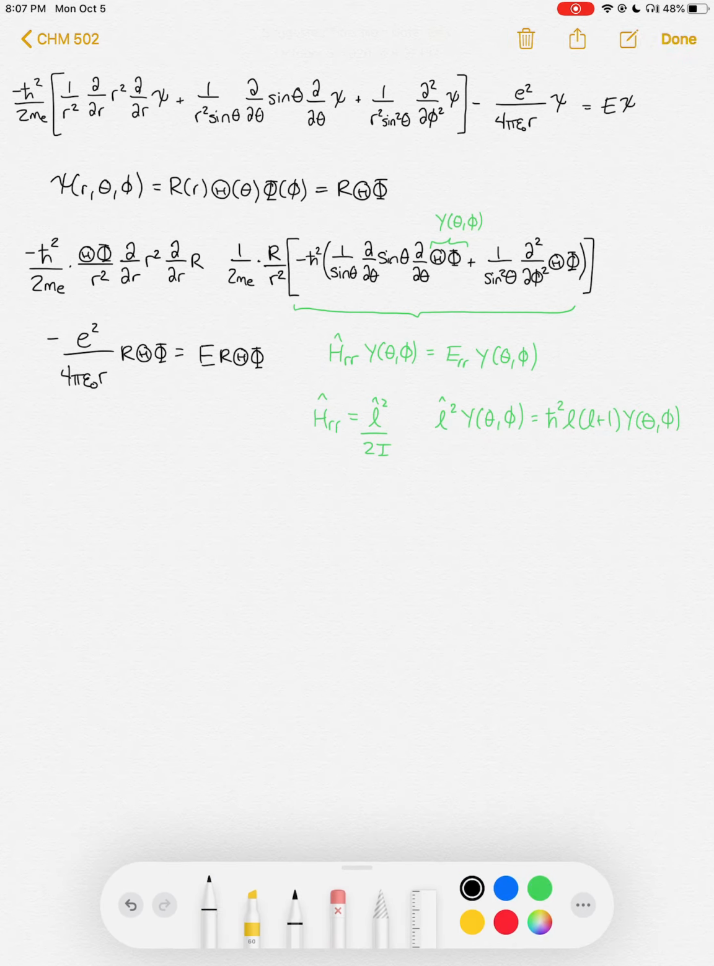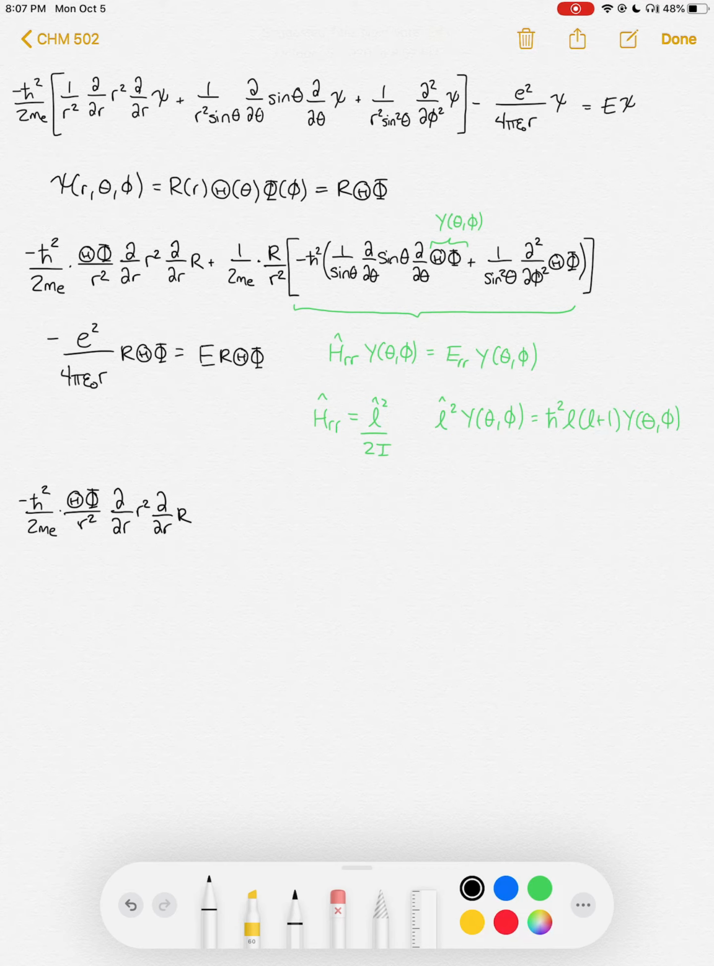So now we can come back here and substitute this in for the second term, and that's going to greatly simplify our problem. So we come back here and we say minus h bar squared over 2 times the mass of the electron times our function of theta and phi over r squared times the derivative with respect to r of r squared times the derivative with respect to r of our radial function R.